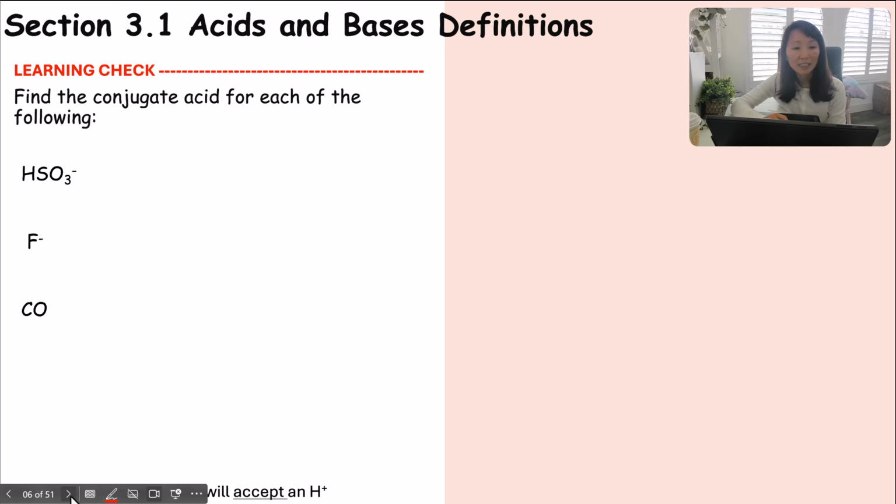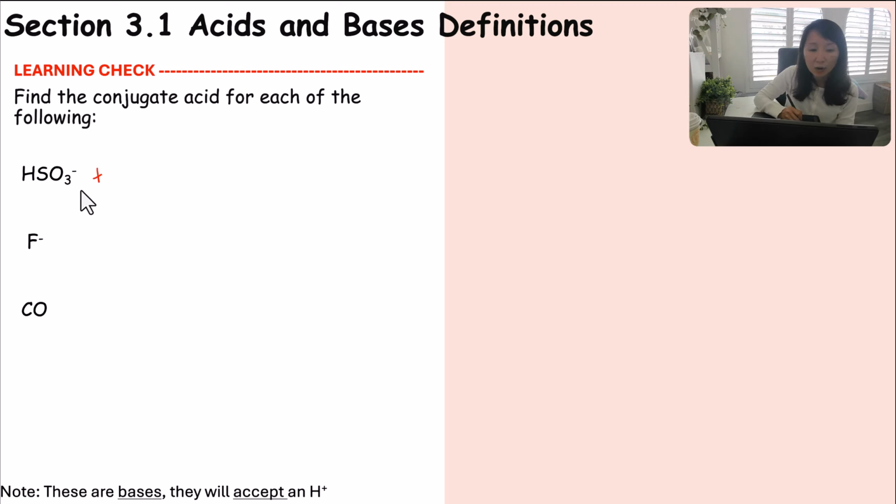Now it says find the conjugate acid for each of the following. I will do the first one and you try the next two. To find the conjugate acid for each of the following, you're going to assume that these are all bases, because after they have gone through the reaction, they become an acid. So these are all bases, and they're going to accept a hydrogen. Well, where is the hydrogen coming from? It doesn't come out of thin air.